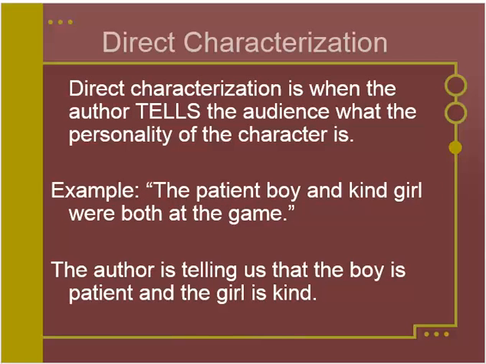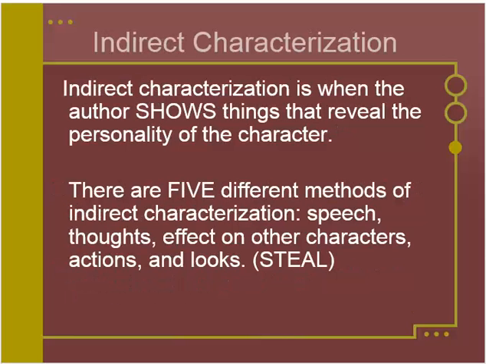With direct characterization, the author is telling us what the personality of the character is. You don't need to make any inferences because the author just gives you the information. There's no guessing. An example is, "The patient boy and kind girl were both at the game." Well, the author is just telling us that the boy is patient and the girl is kind. See, that's easy. You got that. No problem.